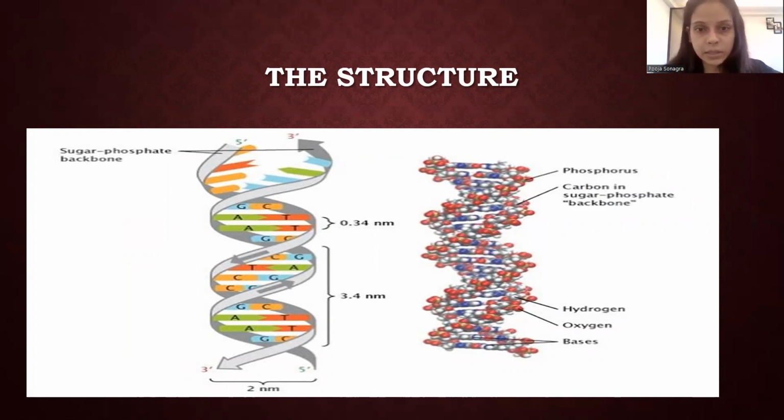So there is a specific distance between these stacks, and it is 0.34 nanometer. One turn which we see is 3.6 nanometer, and the diameter of DNA is 2 nanometer. So this is how the structure of DNA looks. Again, I'm emphasizing here that the DNA always runs in the 5' to 3' direction in one strand, and the other strand will be exactly opposite, that is 3' to 5'.